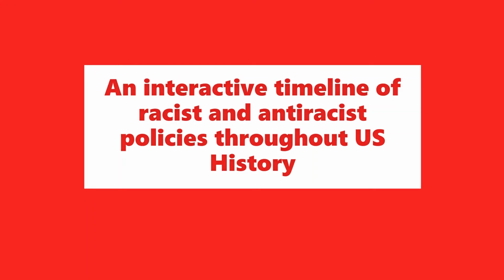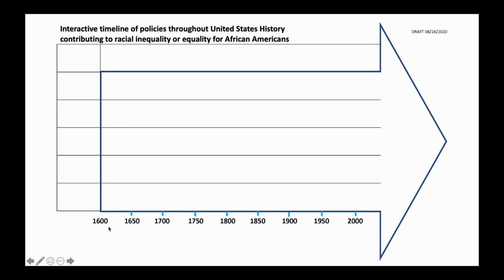This video will introduce you to an idea for an interactive timeline of policies throughout United States history contributing to racial inequality or equality for African Americans. As you can see, the timeline begins in 1600 and ends at the present day. The timeline's divided into 5 different categories, including essential freedoms, access to land and wealth, justice and equality under the law, access to political power, and access to quality education.